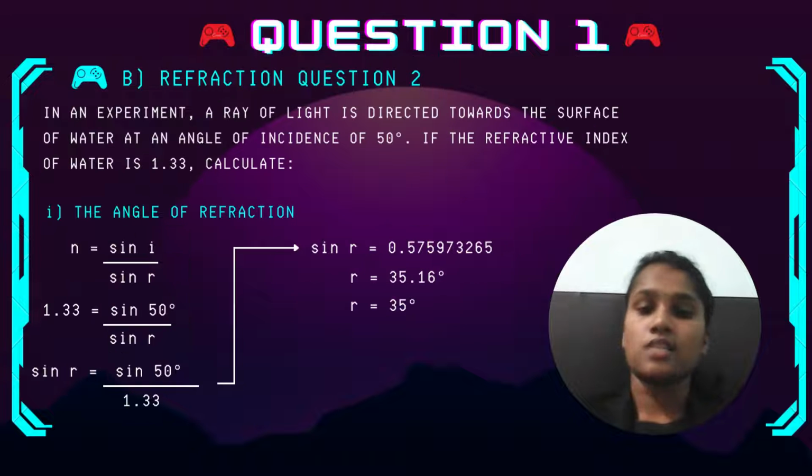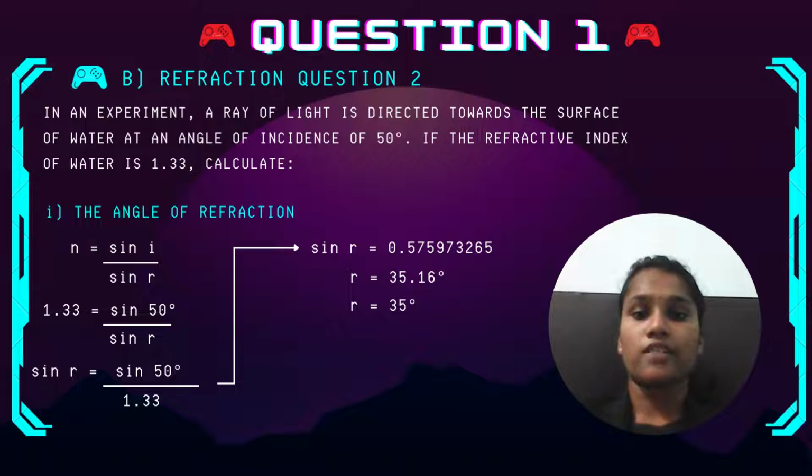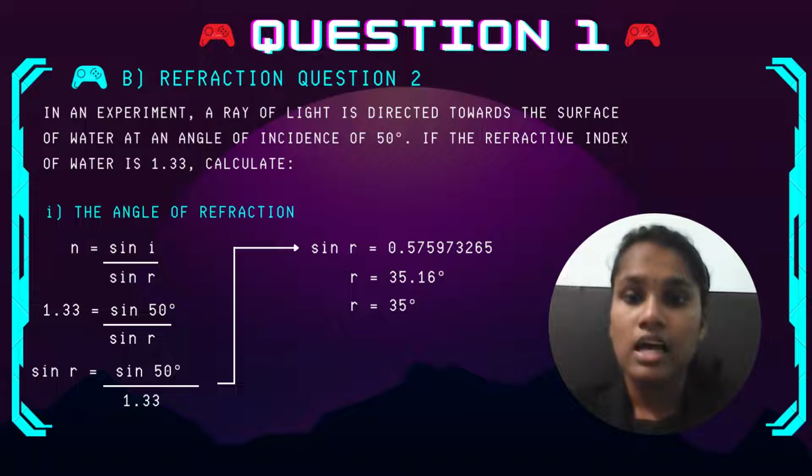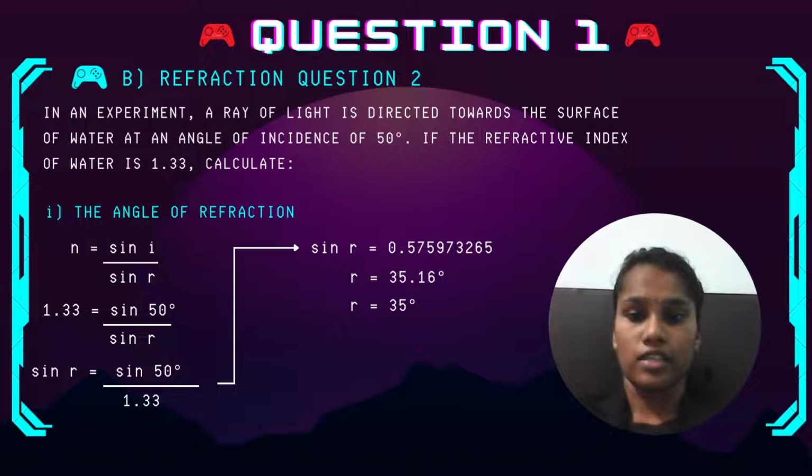Okay, now the next question is: in an experiment, a ray of light is directed towards the surface of water at an angle of incidence of 50 degrees. If the refractive index of water is 1.33, calculate the angle of refraction. Here, they already give the refractive index and the incidence angle. So we have to calculate the angle of refraction.